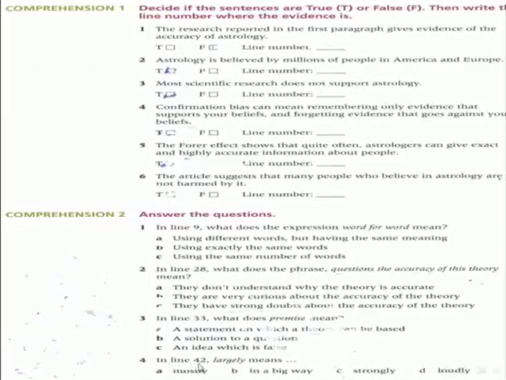Question 4. In line 42, largely, it means what? A, mostly, or B, in a big way, or C, strongly, or D, loudly. The answer is largely, it means mostly. Okay? Right. Let's go to the next page for this unit, for this topic.